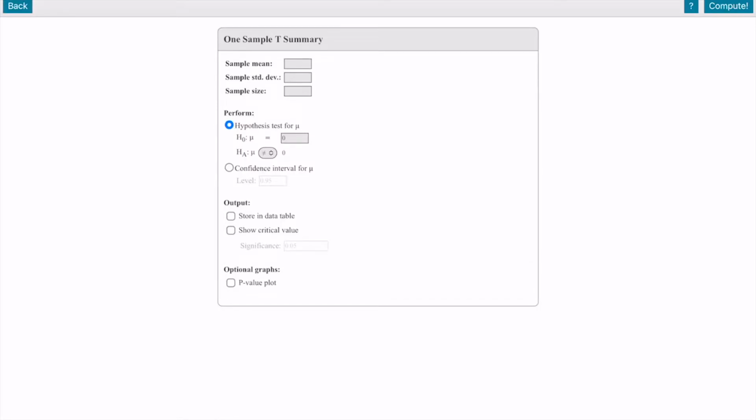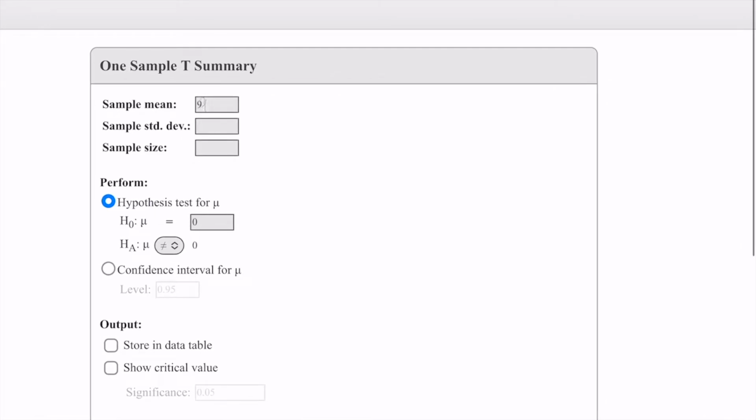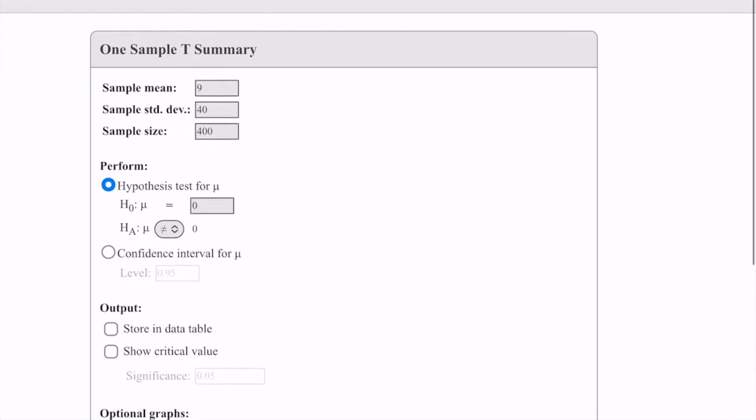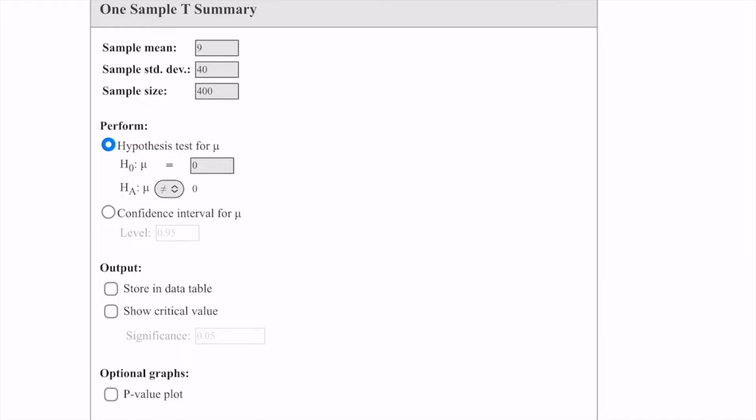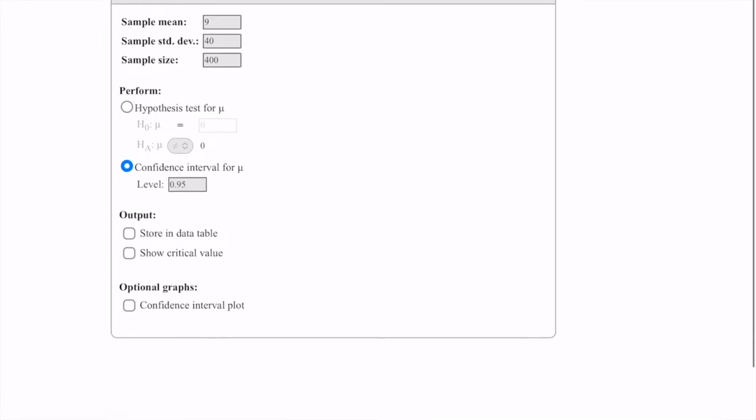All right, our sample means, just type in the information that we calculated, right? Our sample mean was 9. Our sample standard deviation was 40. And our sample size was 400. Okay. What are we performing? We'll talk about hypothesis tests later on in this semester, but right now we're doing a confidence interval for the mean with a confidence level of 95%, 0.95.